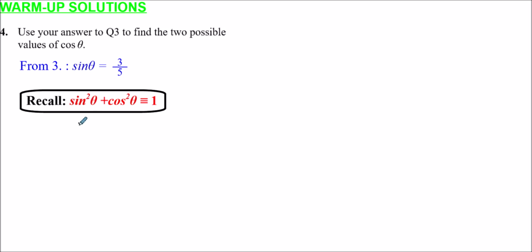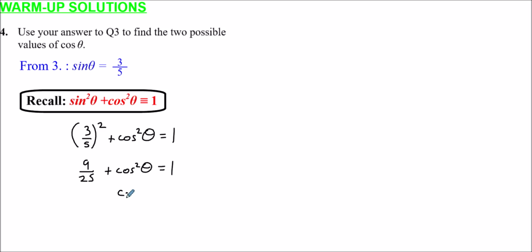So what I'm saying here is sine squared theta, which is sine theta all squared, plus cos squared theta equals 1. Now 3/5 all squared is 9/25. So we have 9/25 plus cos squared theta equals 1. If we then subtract 9/25 from both sides, we get 1 minus 9/25, which is 16/25.